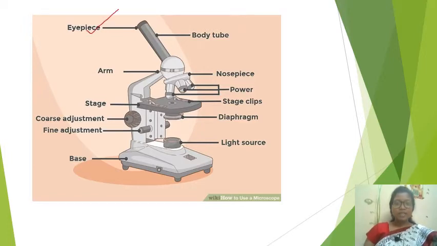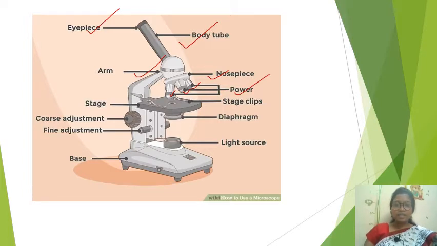So there is eyepiece through which we can see the particular object, and this is called the body tube. This is called the arm by which we handle the microscope, by which we carry it. And then this is nose piece, and this is a revolving one which can rotate, and these are different powers. Here you can see another three things. So one is 10x, 20x, 100x. So different powers are given here.